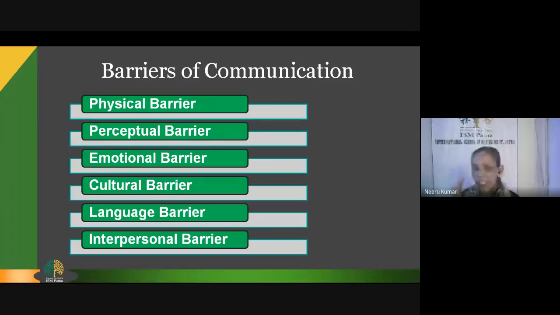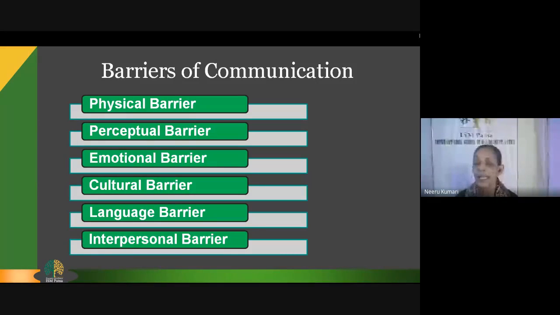He will encode the information. He will encode the message. The message will be shared. Decoding would be done by the receiver earlier who was the sender. So in this way, the chain, the loop of communication, goes on and on till the time the communication is not going to end.